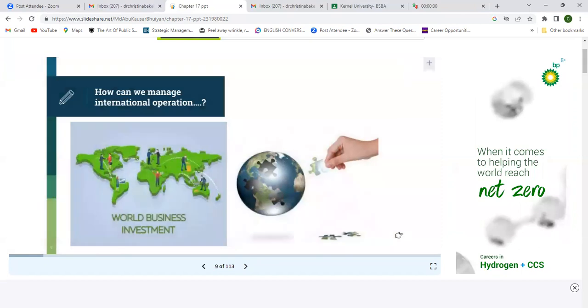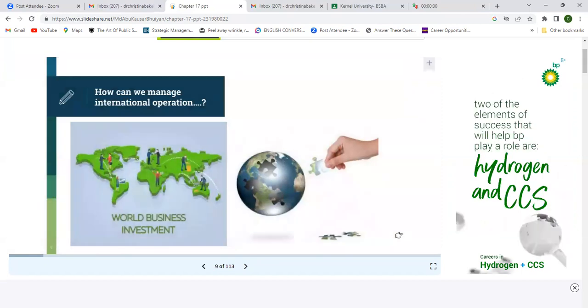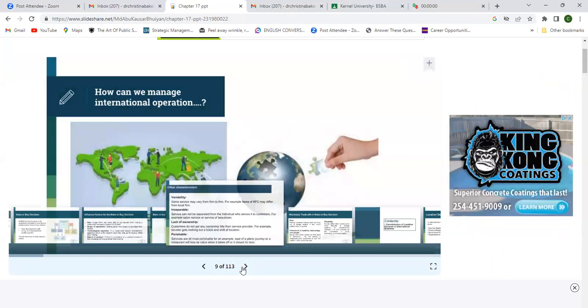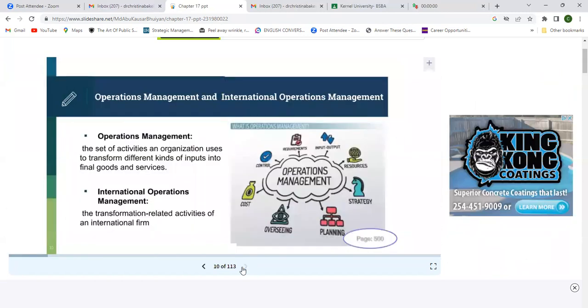How we manage international operation. World business investment. Operation management is the set of activities an organization uses to transform different kinds of inputs into final goods and services. International operation management covers the transformation-related activities of an international firm.